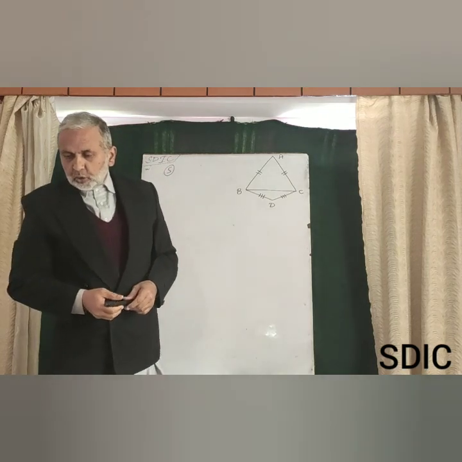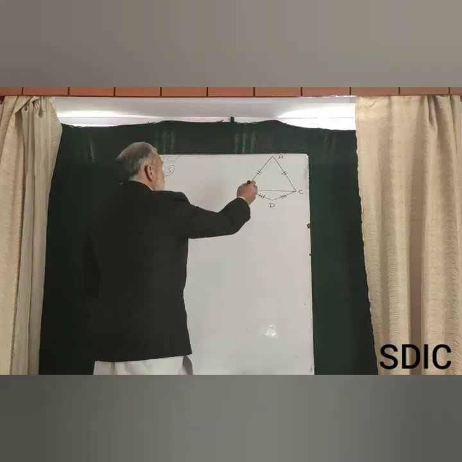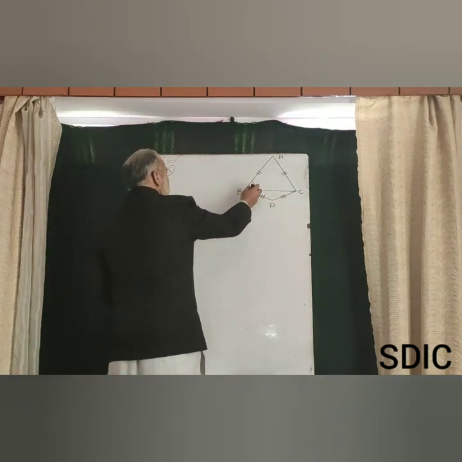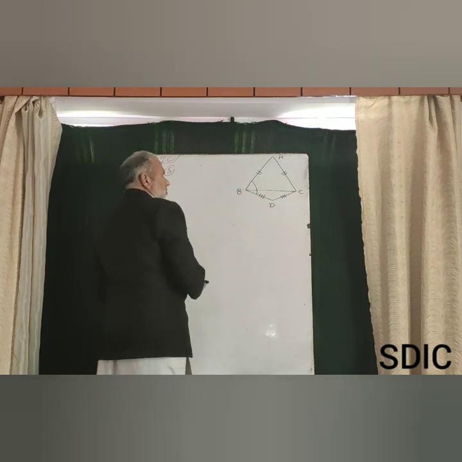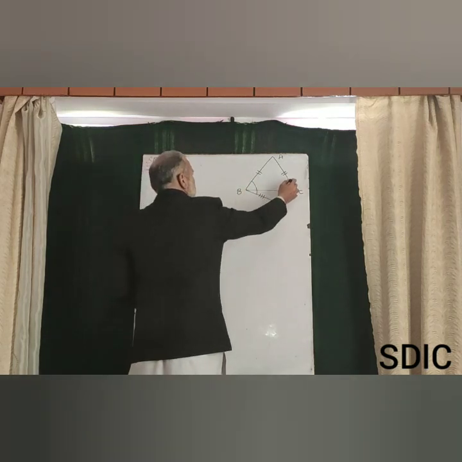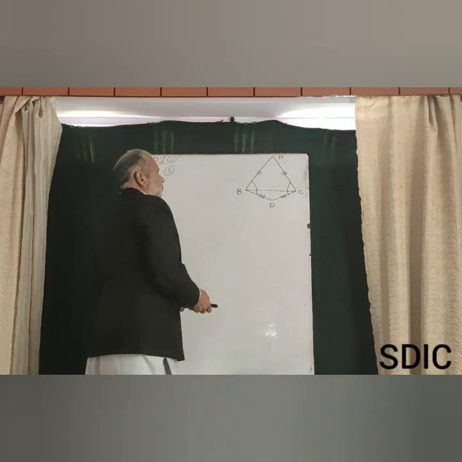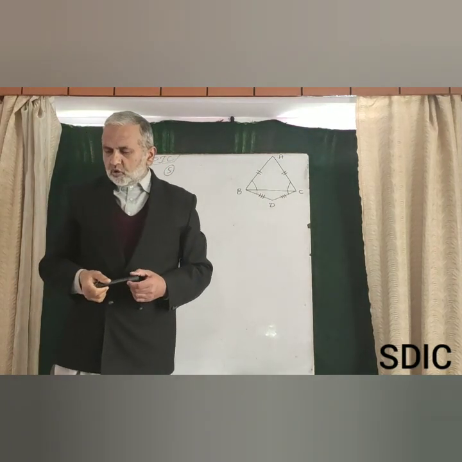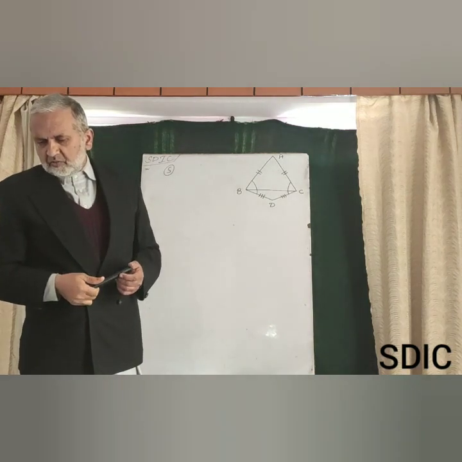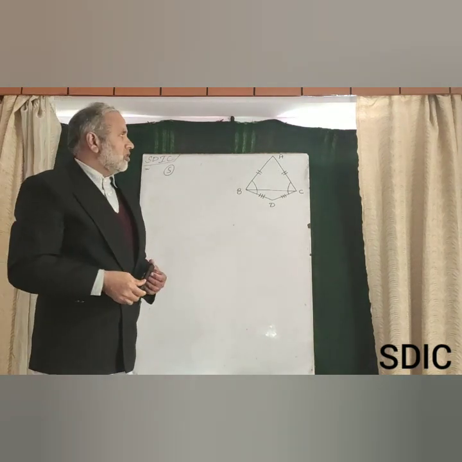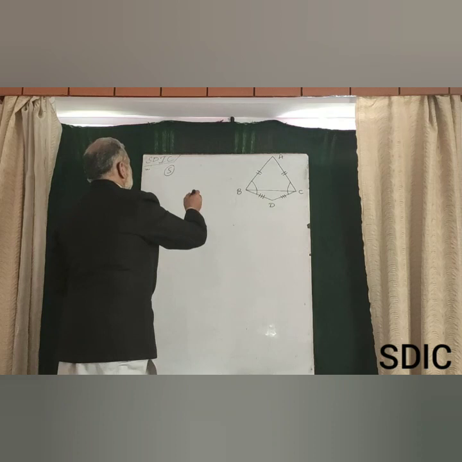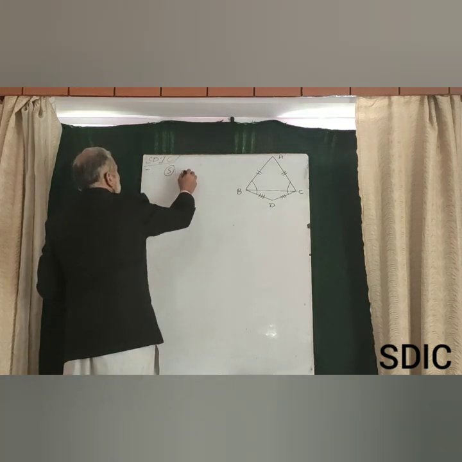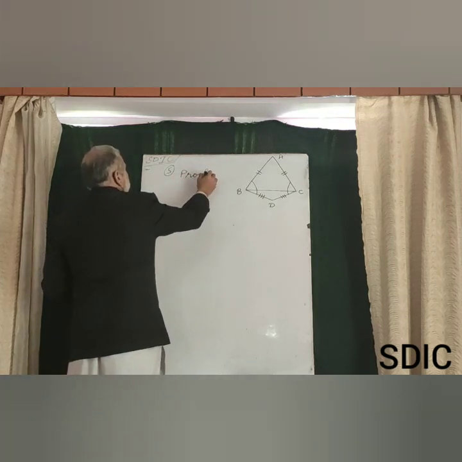We are asked to prove that angle ABD, this is the angle ABD, is equal to angle ACD. We have to prove this result. Well, as usual, given and to prove, you can write from the statement. We will go to the proof part of this.